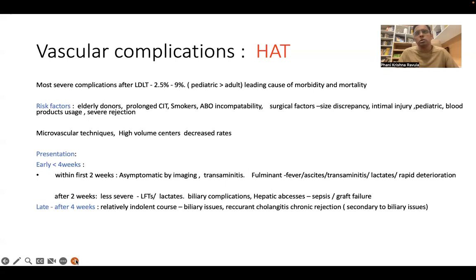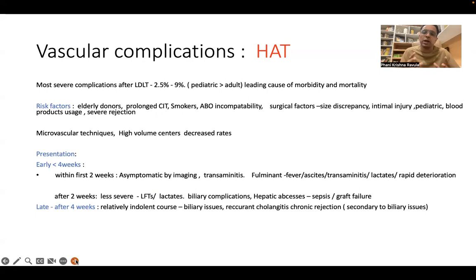If you look at the literature, there are a lot of publications which analyze the risk factors for hepatic artery thrombosis. In the cadaveric scenario, you have elderly donors, prolonged cold ischemia time, and smoking, and these factors increase the incidence of hepatic artery thrombosis. Likewise, ABO incompatible transplants, and surgical factors like a lot of size discrepancy between the donor and the recipient artery, and when there's interval dissection needing multiple revisions. Like I said, in pediatric transplant, a lot of blood products usage, severe hypertension during the surgery, severe acute rejection and severe ischemia reperfusion injury.